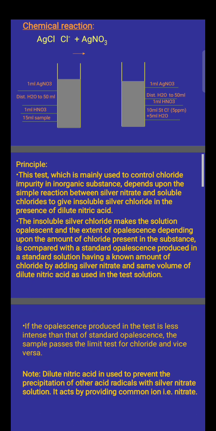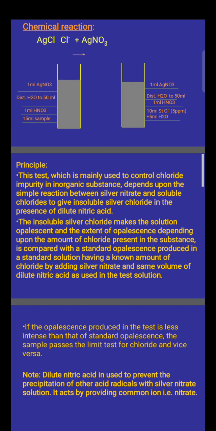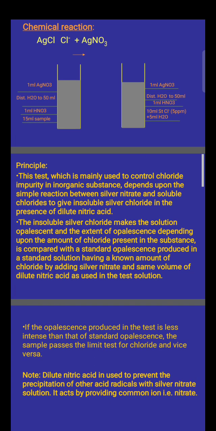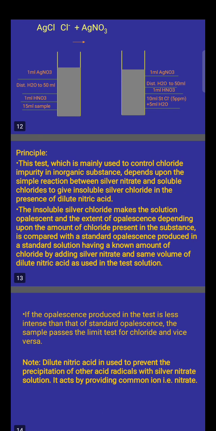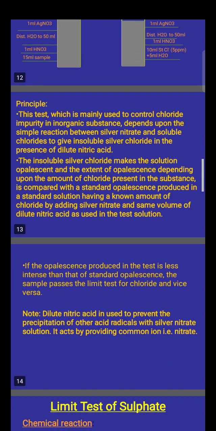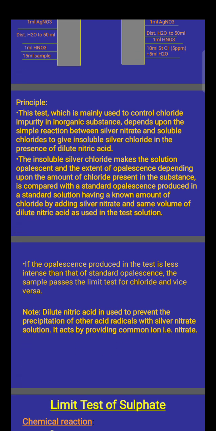Then silver nitrate, this is the reactive reagent. Silver nitrate has an affinity, it has the capacity to form a precipitate with Cl minus, with chloride ions. So it will form silver chloride precipitate. And by observing the turbidity, the opalescence of both solutions, standard and test, we can find out the chloride ion impurity present in the sample.